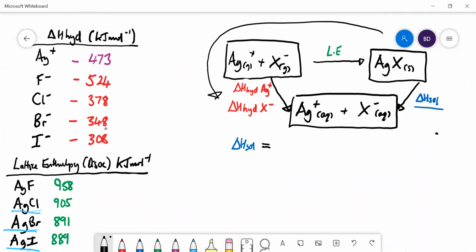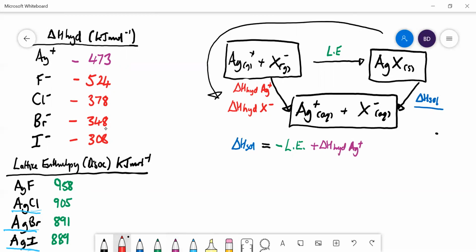So we've got lattice enthalpy. Now, dissociation is positive, so this way is going to be negative, isn't it? So it's going to be minus lattice enthalpy. I'll put that down. Minus lattice enthalpy, going against the arrow. Here we're going, so it's plus delta H hydration of silver. I'm going to do that in purple because I've done it there. So it's plus delta H hyd of silver.